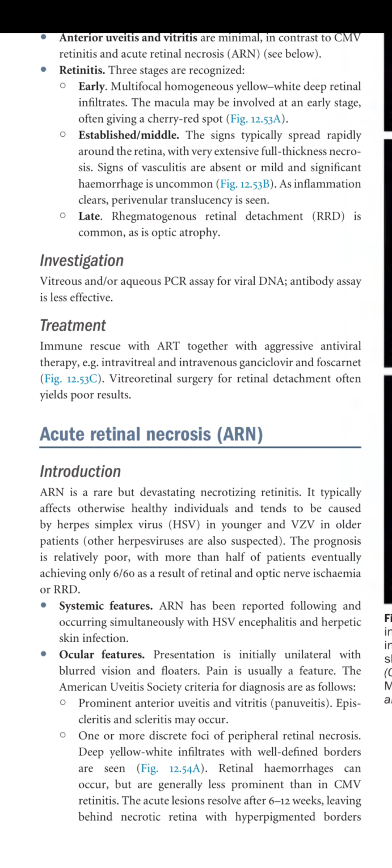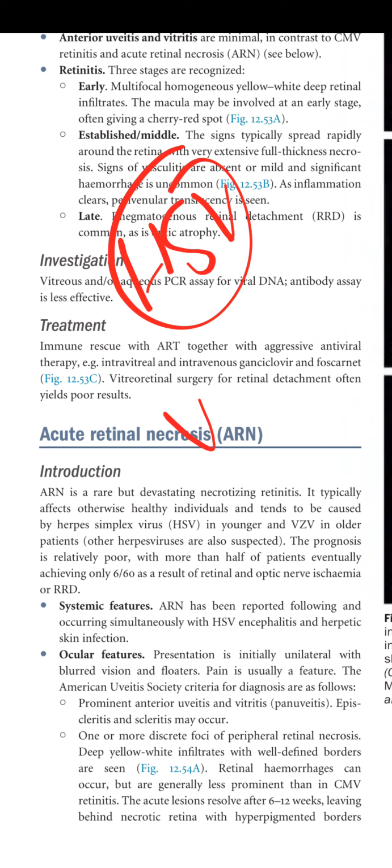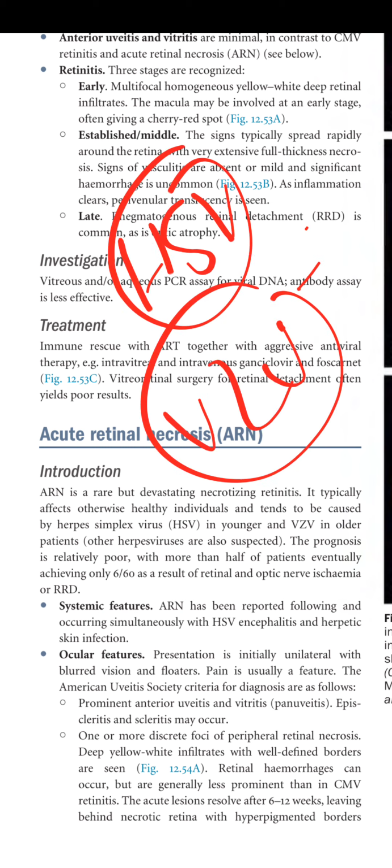Next is acute retinal necrosis. ARN is a rare but devastating necrotizing retinitis. It typically affects otherwise healthy individuals. So you can see PORN occurs in immunocompromised patients, whereas ARN occurs in healthy individuals and tends to be caused by herpes simplex virus in younger patients and VZV in older patients. Other herpes viruses are also suspected. So HSV occurs in younger patients, whereas VZV occurs in older patients.